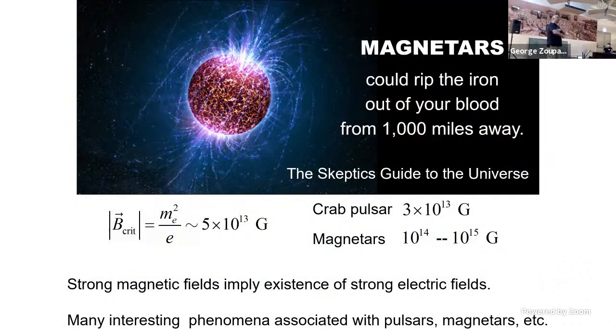So it's very difficult to do this in the laboratory, but astronomy gives us the possibility of observing it. If you have a large magnetic field, then you would have a comparably large electric field, and the critical magnetic field is 5 times 10^13 Gauss. The Crab pulsar is a little bit below that, and magnetars have magnetic fields larger than that. So perhaps by studying highly magnetized objects in astronomy, we would be able to directly see the Schwinger effect.